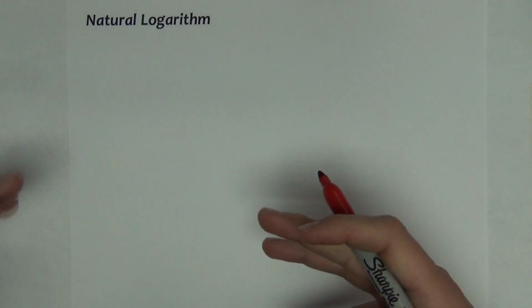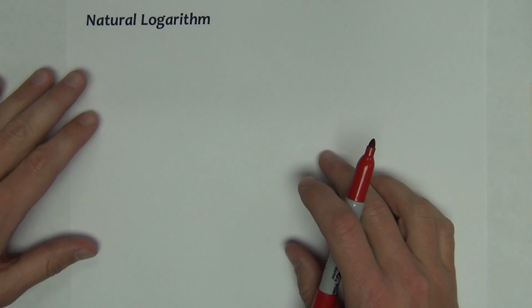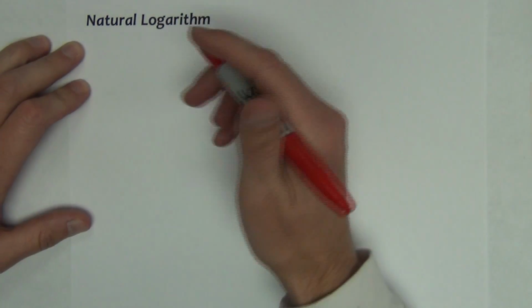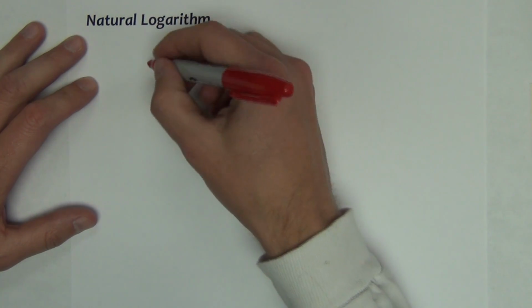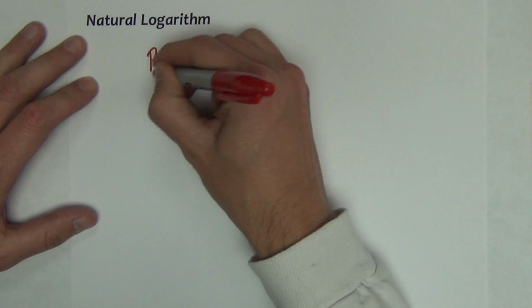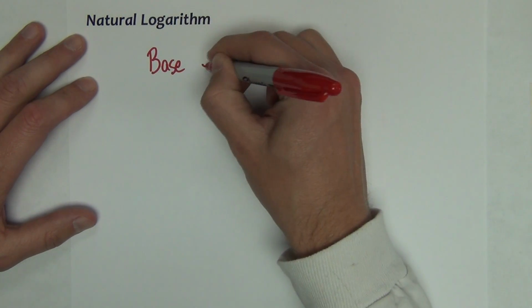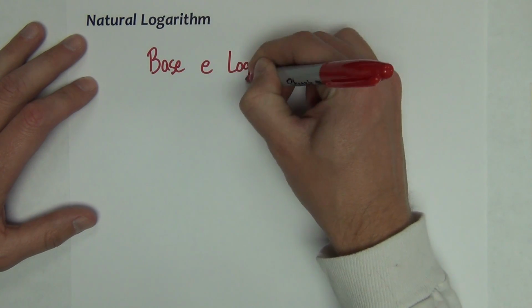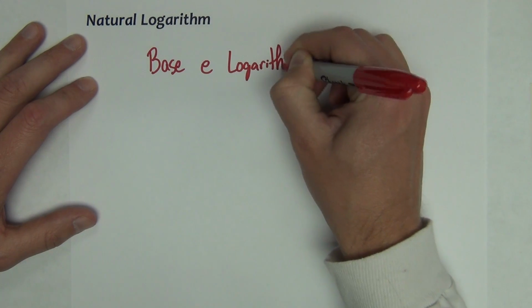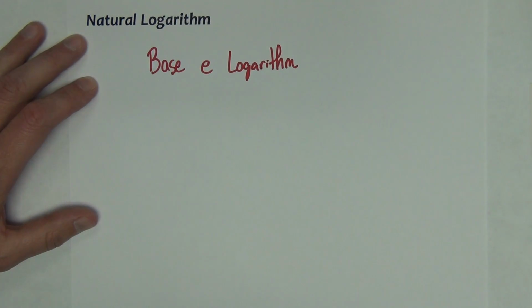Okay, there's one other logarithm that shows up often enough that it's worth talking about and defining. It's called the natural logarithm. The natural logarithm is a base e logarithm. So it is a logarithm of the natural base.